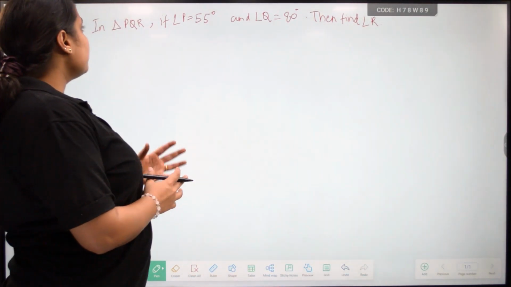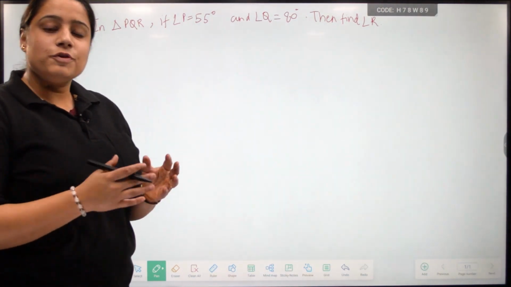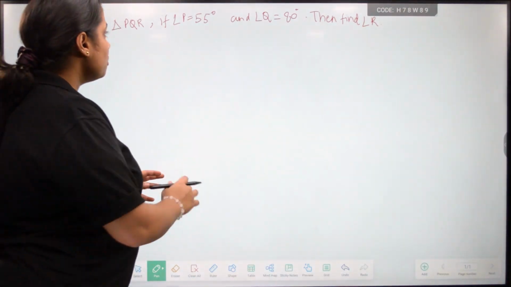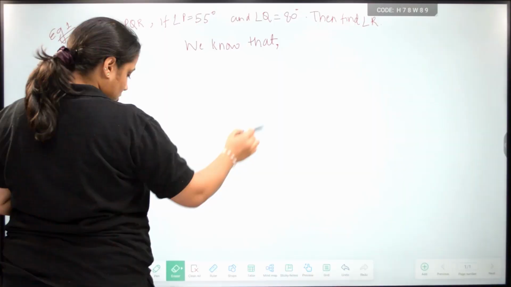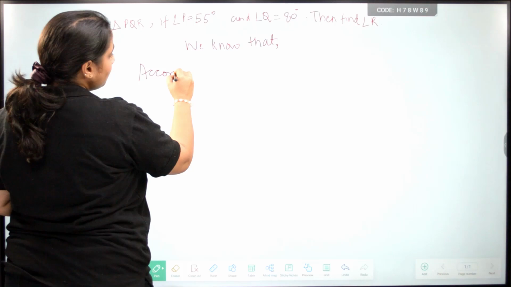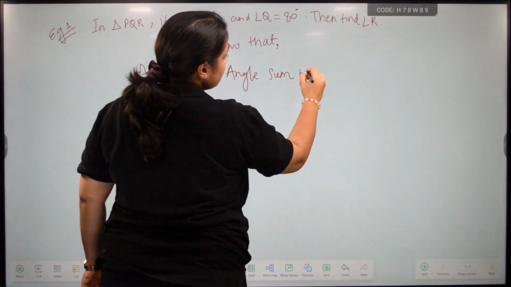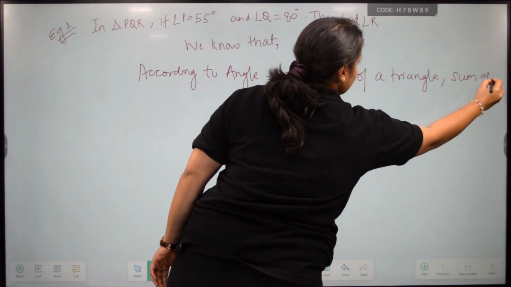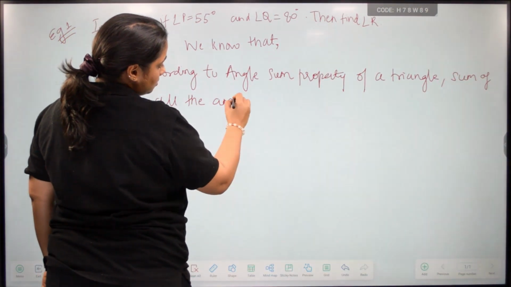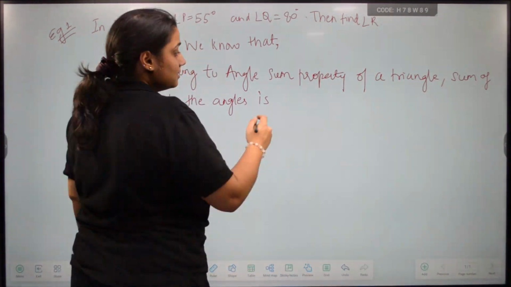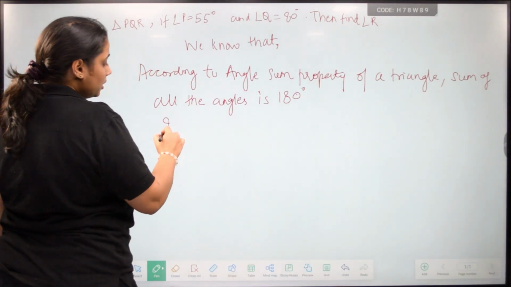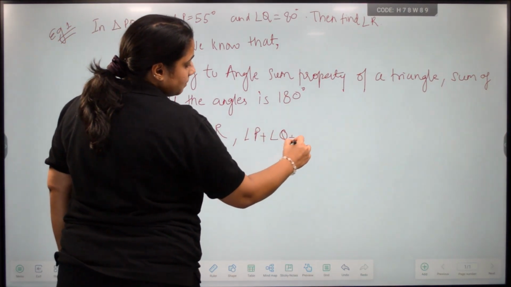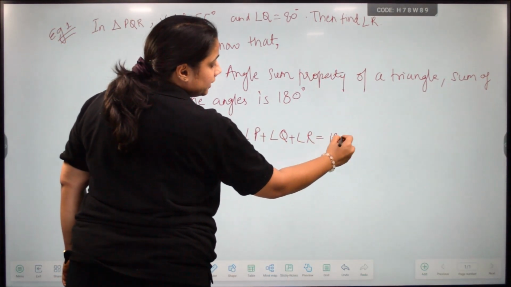Example 1. In triangle PQR, if angle P equals 55 degrees and angle Q equals 80 degrees, find angle R. We know that according to the angle sum property of a triangle, the sum of all the angles is 180 degrees. Hence, here in triangle PQR, angle P plus angle Q plus angle R will be equal to 180 degrees.